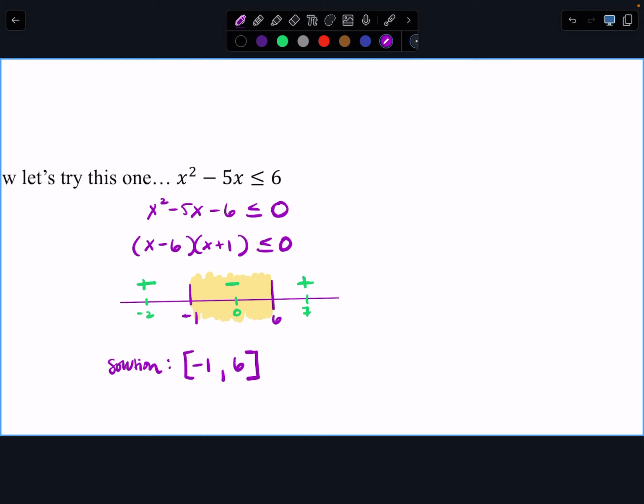Would it not be negative infinity to -1 and then -1 to 6? If you choose a value on the interval from negative infinity to -1, for example -2, would that create a true statement? Oh, I see. Okay. Right? If we plug in -2, that would be -8 times -1, which would be +8, and +8 isn't less than or equal to 0.